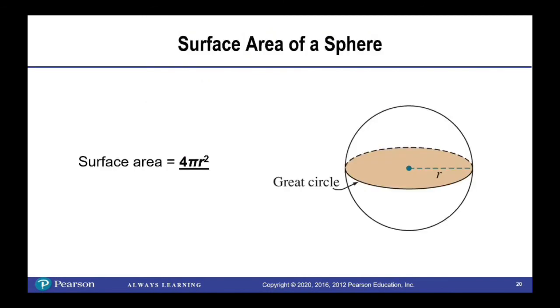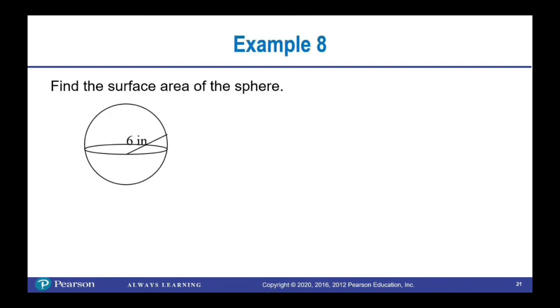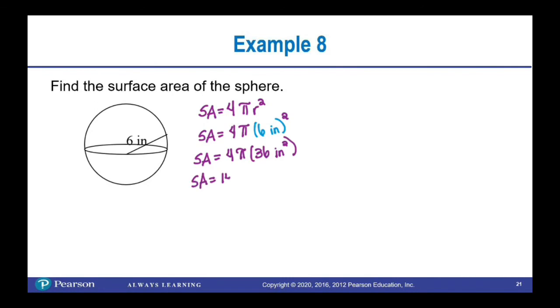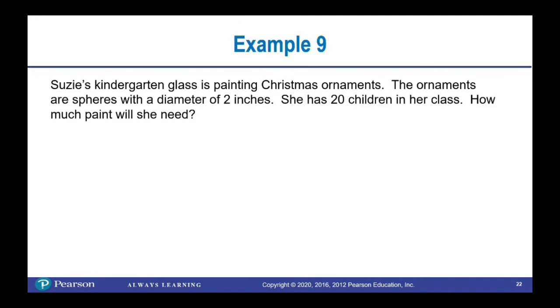Last, we look at our surface area of a sphere, and the surface area of a sphere is 4 pi r squared. So let's find our surface area of the sphere in example 8. Our formula is 4 pi r squared. Our radius here is 6 inches. 6 inches squared would be 36 square inches. 36 times 4 is 144, so we'd have 144 pi square inches. And if Math Labs directs you, type this into your calculator, and you get approximately 452.389 square inches.